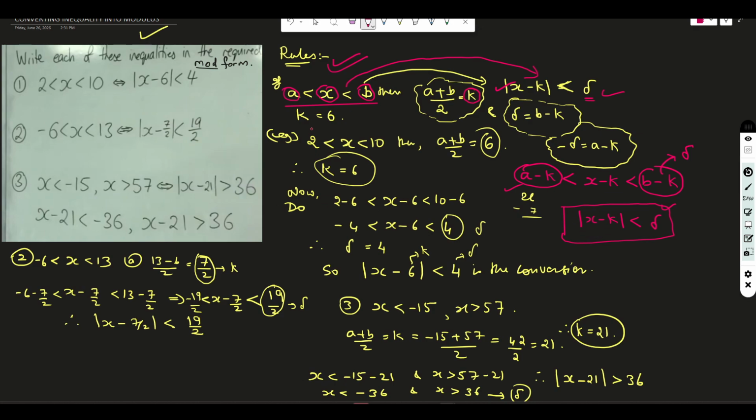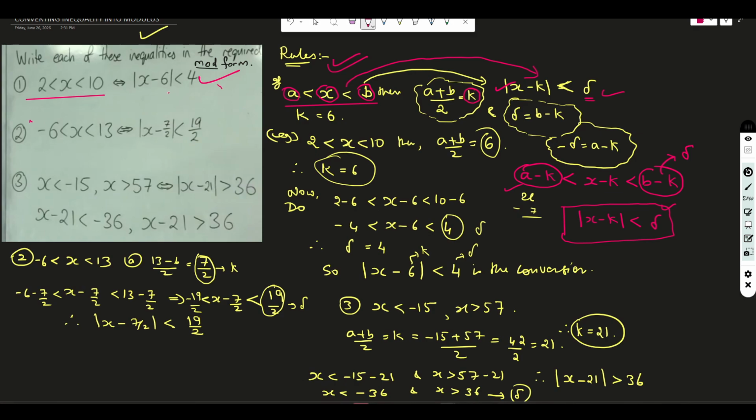Now let us try this example over here. Can you see this? The same example I have taken. In the first one, x is between 2 and 10. Can you see this example? Now this inequality, you have to convert it into modulus form.